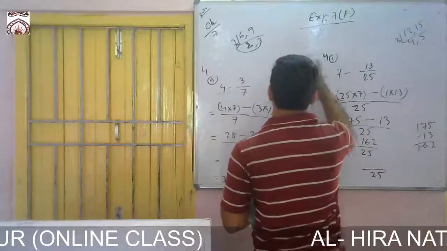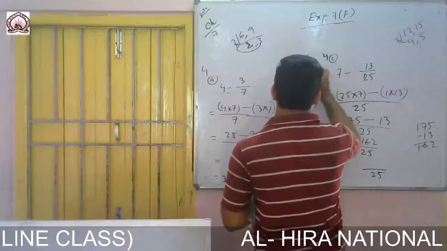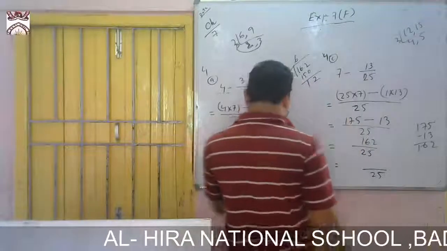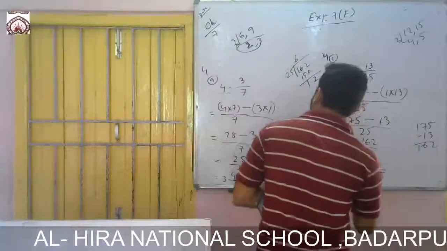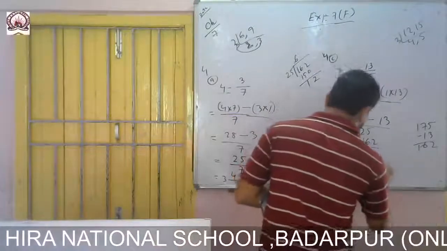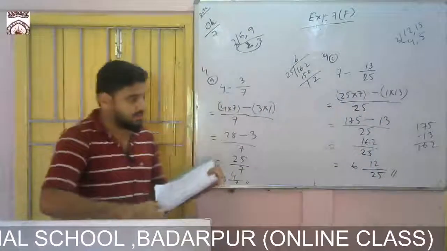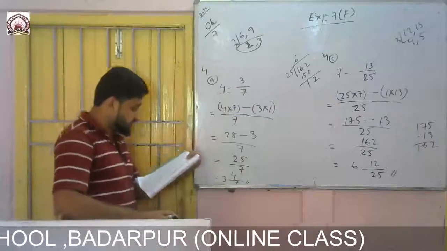150 and 2 and 6 minus 5, it is 1. It is 1, remain what? 12. So it will be 6, then remainder 12. So that is the answer. Now come to question number 5.